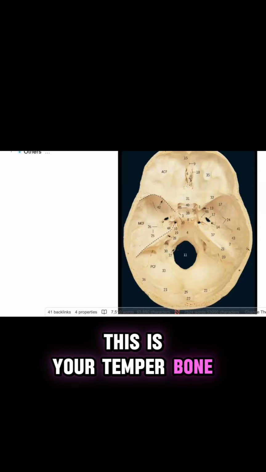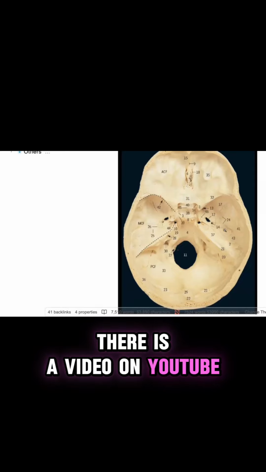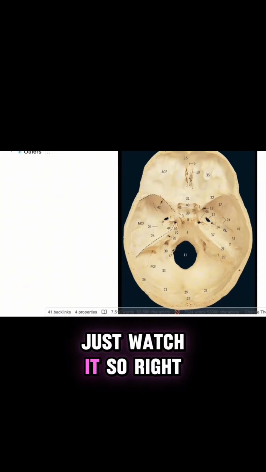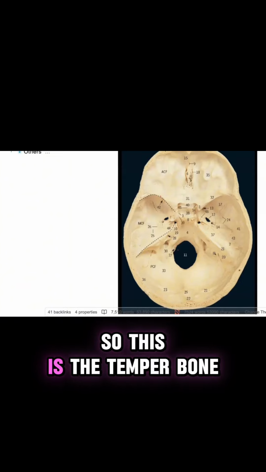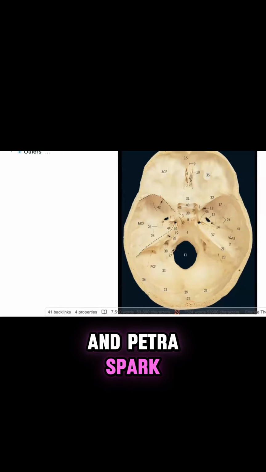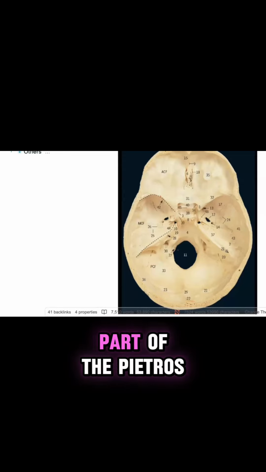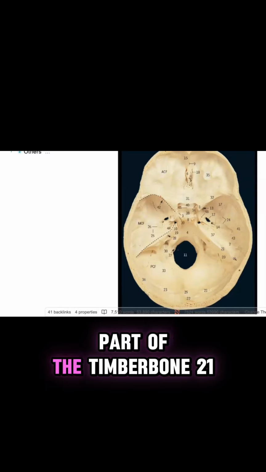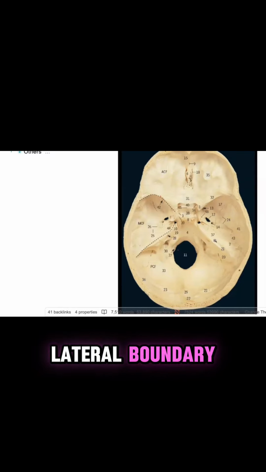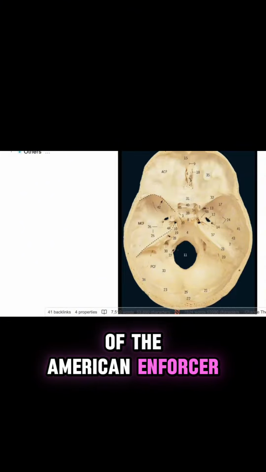This is your temporal bone. There is a video on YouTube that I made that solely explains the temporal bone, so just watch it. So this is the temporal bone. It has a squamous part and a petrous part. This is the superior part of the petrous part of the temporal bone, and that represents the posterolateral boundary of the middle cranial fossa.